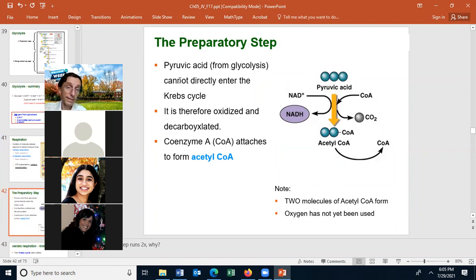So the pyruvic acid made by glycolysis will be used by the Krebs cycle, but the Krebs cycle cannot directly take the pyruvic acid. So we have 1 step, the preparatory step, where the pyruvic acid is converted into acetyl coenzyme A. 1 CO2 is given off; acetyl coenzyme A is 2 carbons, pyruvic acid is 3 carbons. So this is the first burning of the atoms of glucose into CO2. And then 1 NADH is generated by the preparatory step. Acetyl coenzyme A can then enter the Krebs cycle.